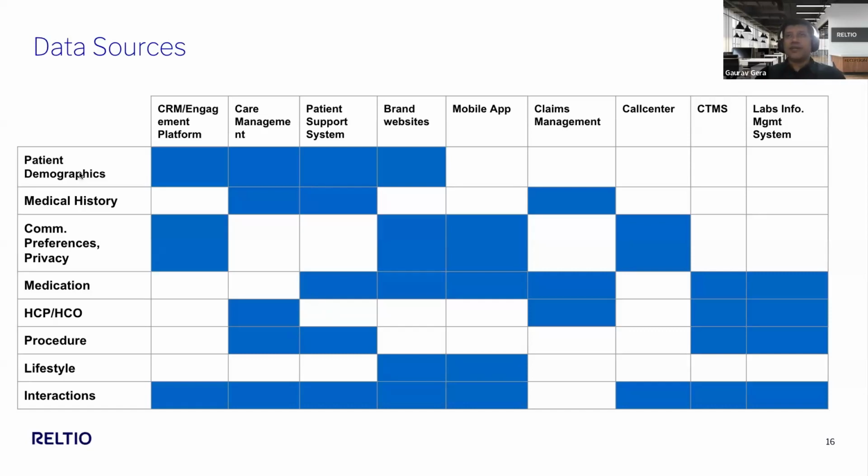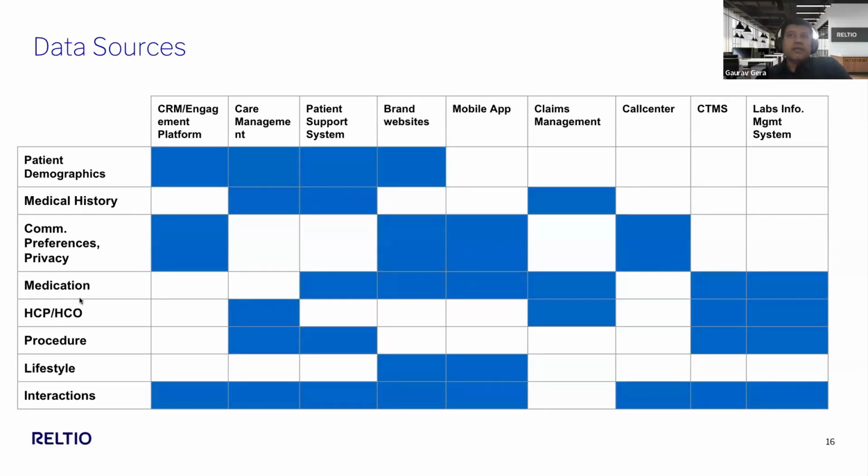So for example, if you're interested in demographic information, that information can come from various sources, like your CRM, or an engagement platform that you might have, or a recruitment platform. If you're running patient support systems, then obviously you're going to collect a lot of patient data for eligibility determination through those systems, right? If you're running brand websites and asking patients to log in to those websites, then it becomes a great source for collecting patient demographics data, right?